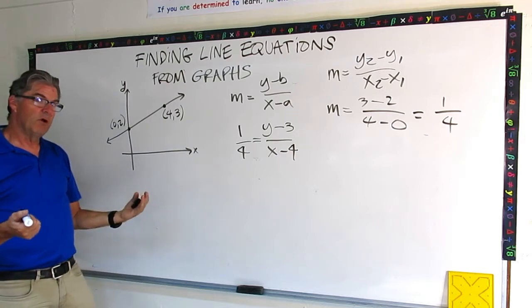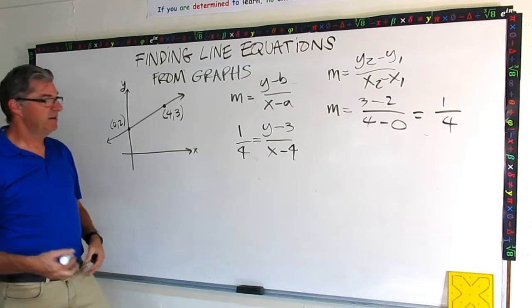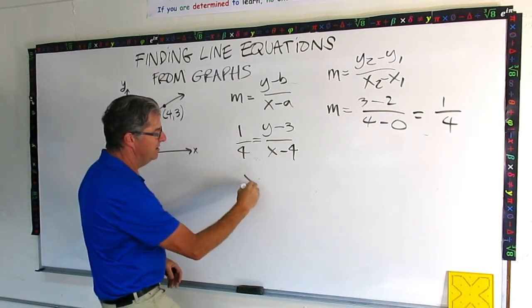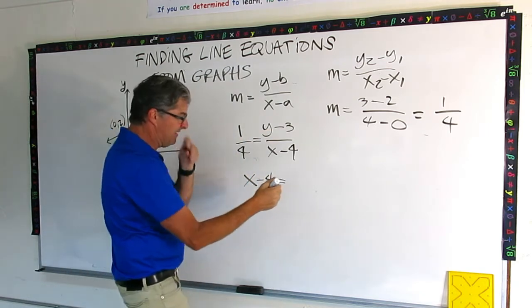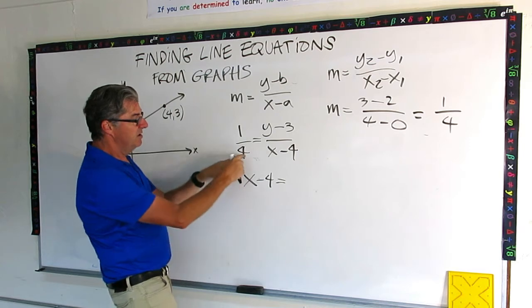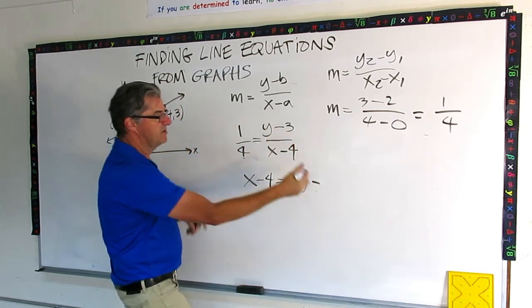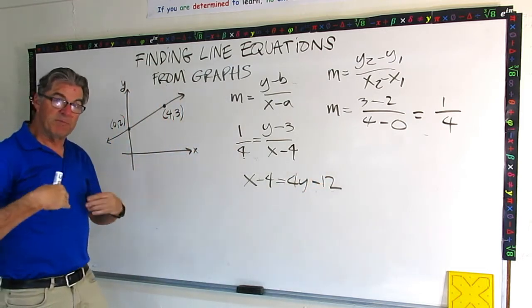And now, what do I do next? If you remembered, cross multiply, you're right. So I'm going to do the top times the bottom. This is just 1 times x minus 4. So this is going to leave us with x minus 4 here. And now I do 4 times y minus 3. I'm going to go ahead and distribute right now. So 4 times y is 4y, minus 4 times 3 is 12. So now I have my intermediate form.